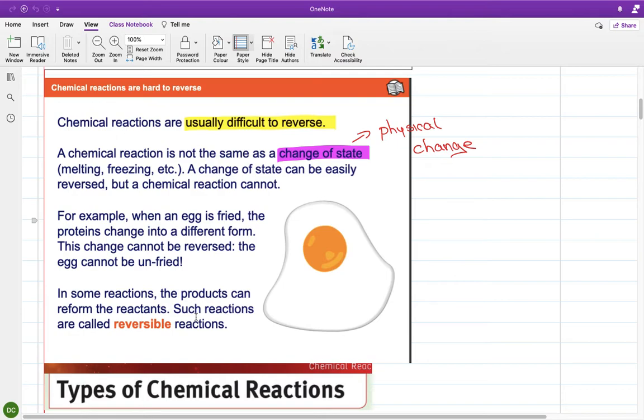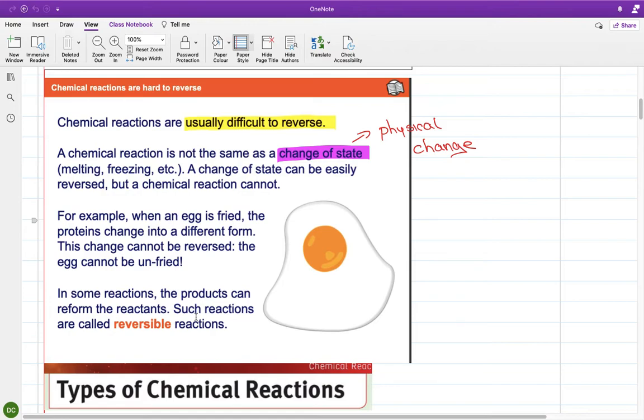But if you use your distillation apparatus, you can, when it boils off, do you remember it goes through the condenser and it turns back into liquid? So it is possible to go from your boiling water back into liquid. However, you look here, when an egg is fried, the proteins change to a different form and that cannot be reversed. So you can't unfry an egg.